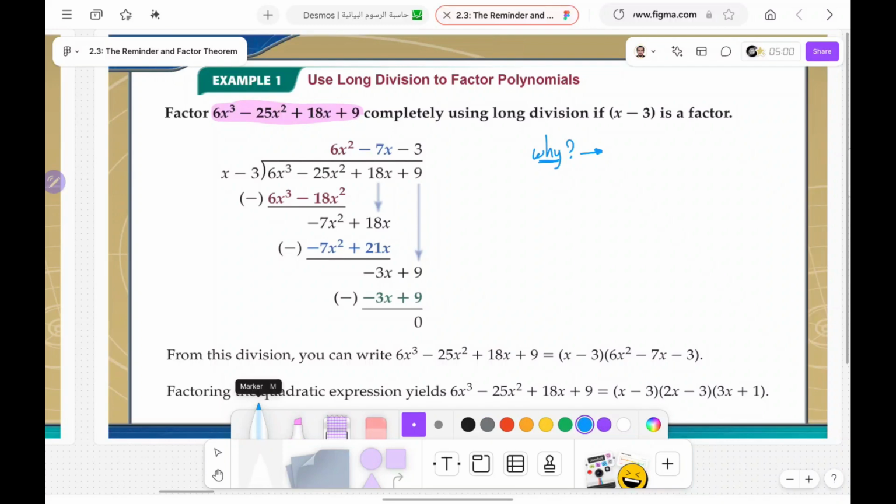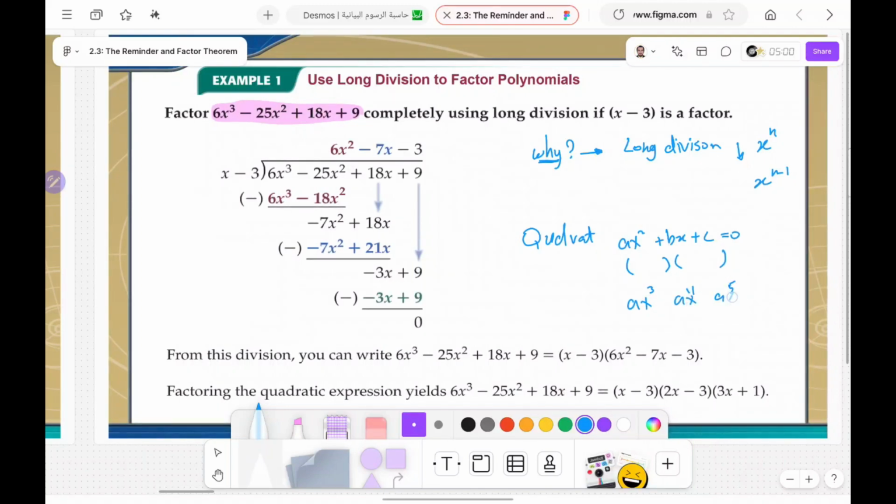So the only thing that I can do is long division. What is the purpose of long division? The purpose of long division is to reduce the power by 1, x to the n minus 1. Because we know how we can factor the quadratic, right? We know the quadratic x squared plus bx plus c equals 0. I know how to factor this to find the zeros. But if the question is ax to the power of 3, ax to the power of 4, ax to the power of 5, I can't factor them because I don't have a rule.